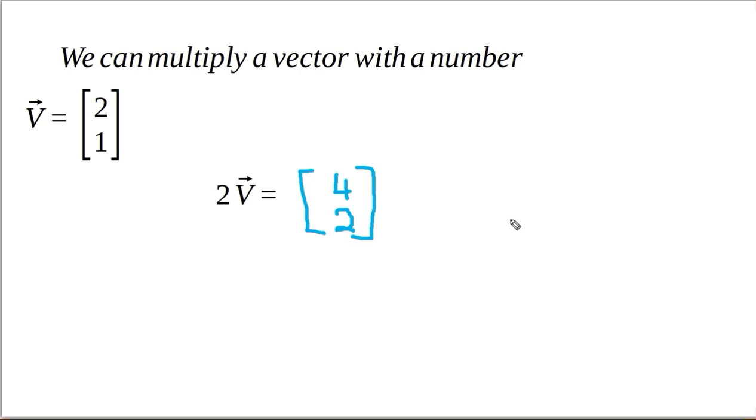Now, we can also multiply with a negative number. So when we multiply it with a negative number, the direction changes. The direction of the vector changes. Now, the number that you use to multiply the vector is normally referred to as the scalar.